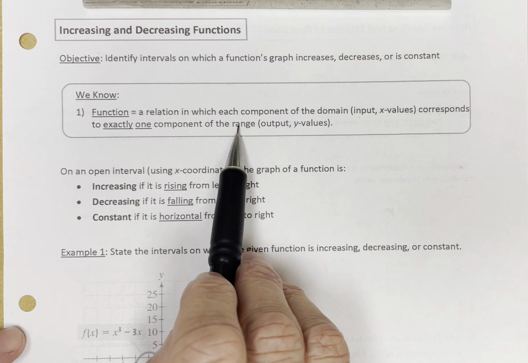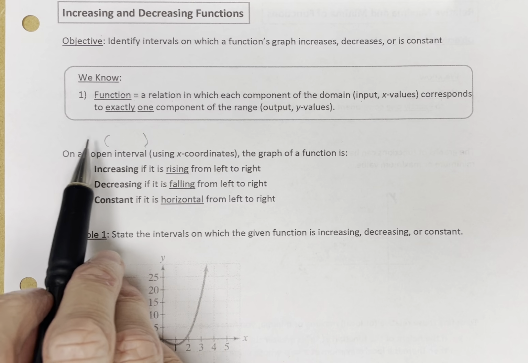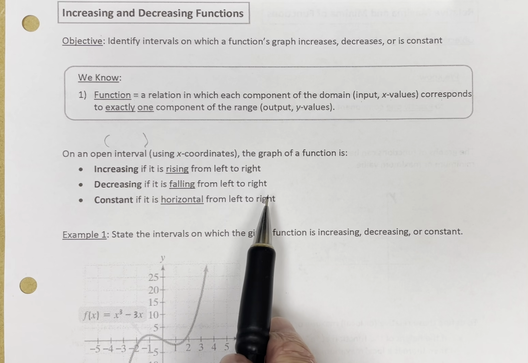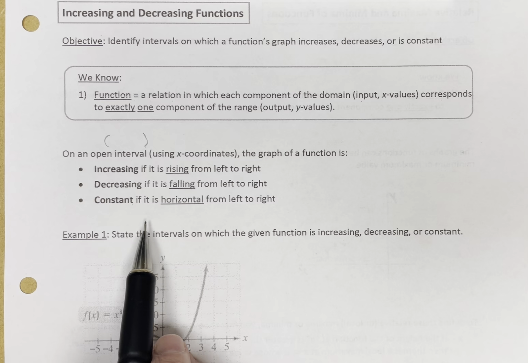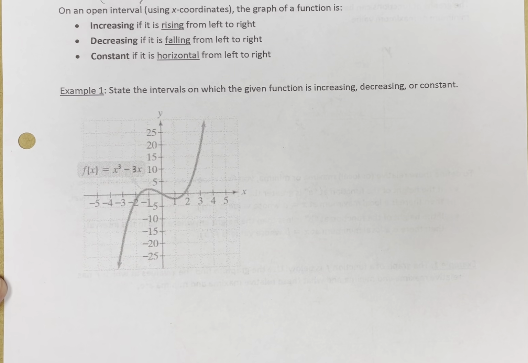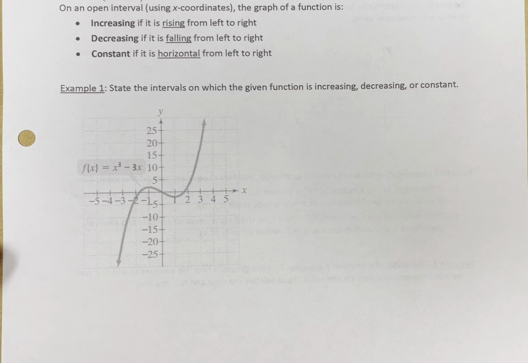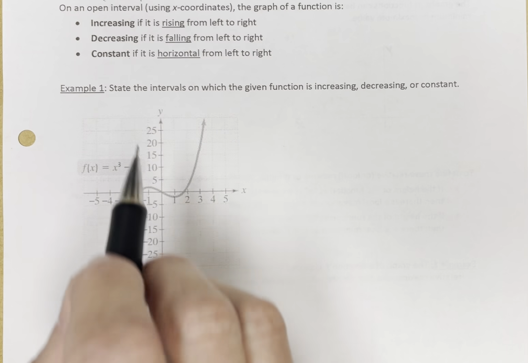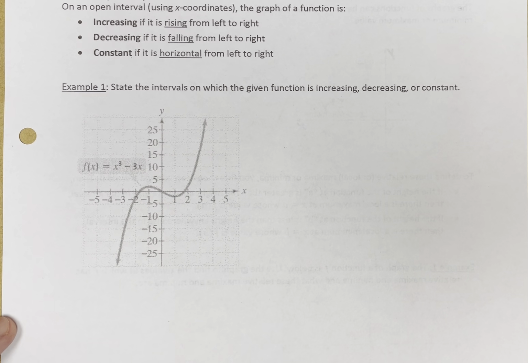It's decreasing, which means as you look at the graph from left to right, it's falling in that particular piece, that section of the graph, or it's constant, which means in that section from left to right, it's a straight line, a horizontal line. Okay, let's take a look at a function, and let's talk about the intervals, and we'll use interval notation.